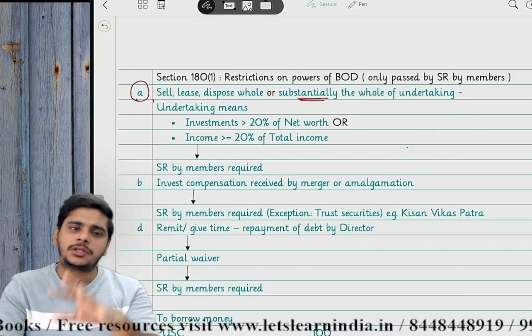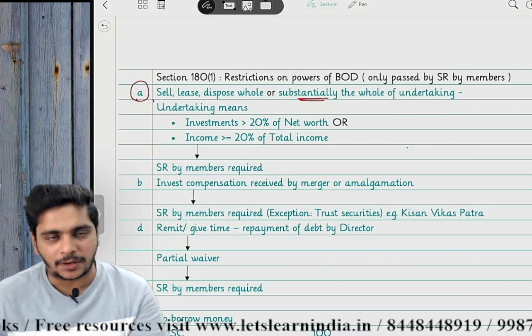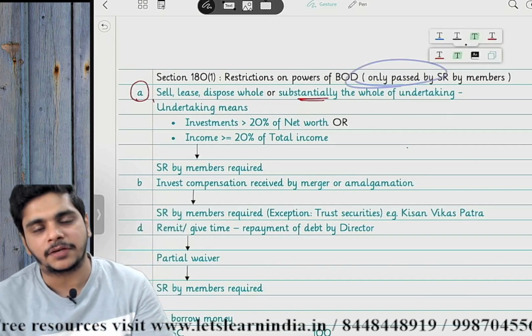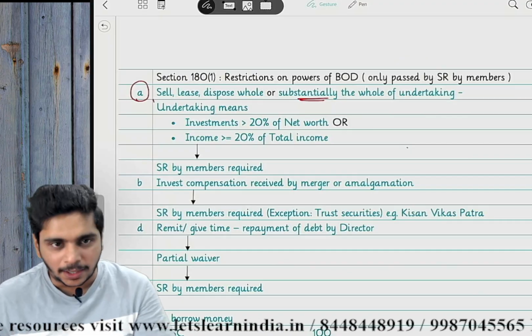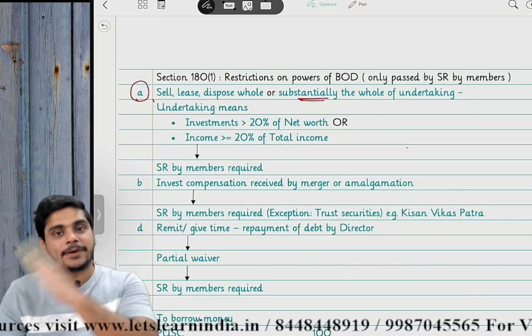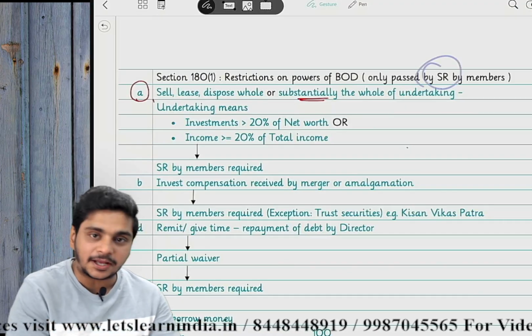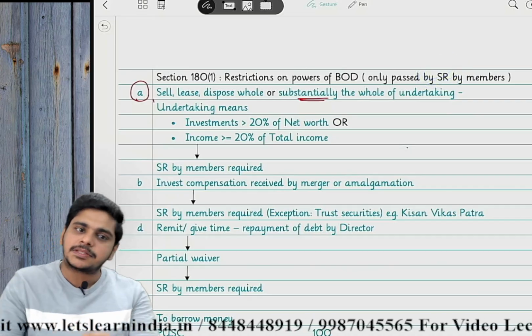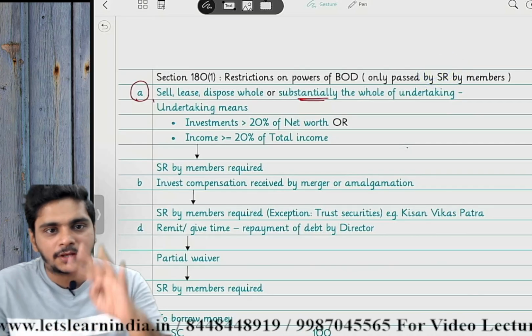If it is up to the limit, it is the board's power. If it goes beyond the limit, it is the members' power. Members will do it via SR. SR means special resolution. That means members have to give 75% approval. So there are 4 powers.